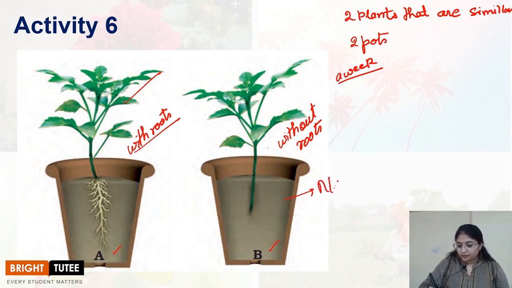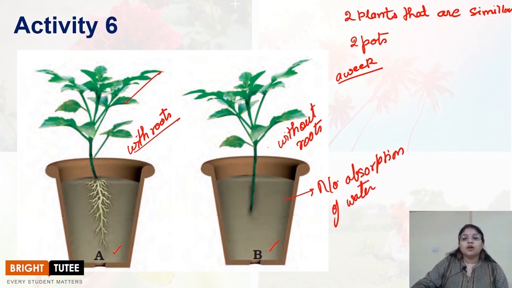So no absorption of water is taking place. That means the water is not being absorbed by the plant, right? Whereas over here in plant A, you can see that the root is absorbing the water and the plant is flourishing, right? Whereas this plant will dry out.